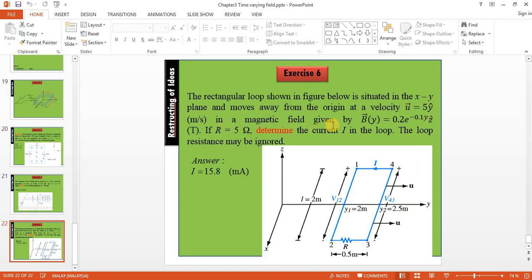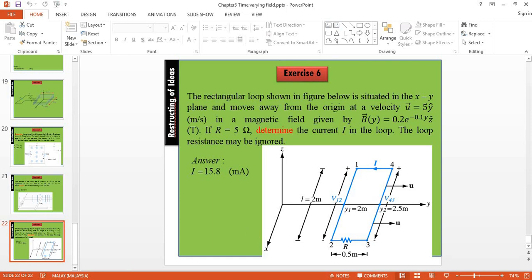It moves in a magnetic field given by this one. So now you have the magnetic field, which is in the positive z direction. Just imagine the flux coming out, like this. And if R is 5, determine the current in the loop. So you have to find the current in the loop.